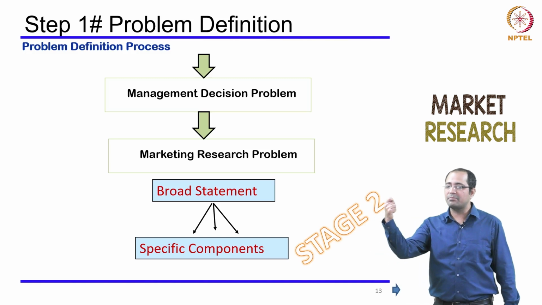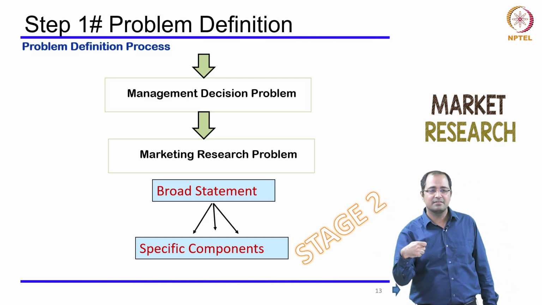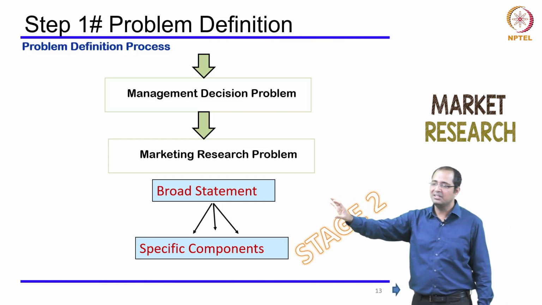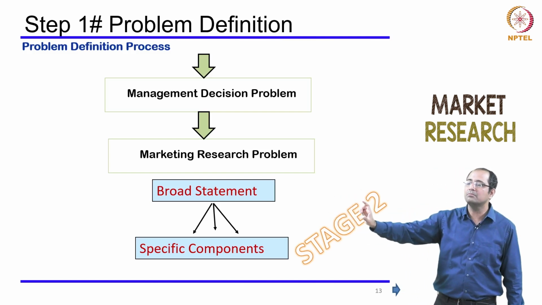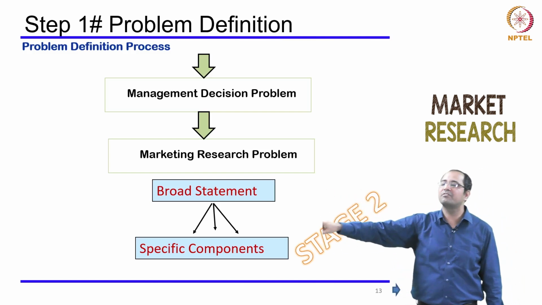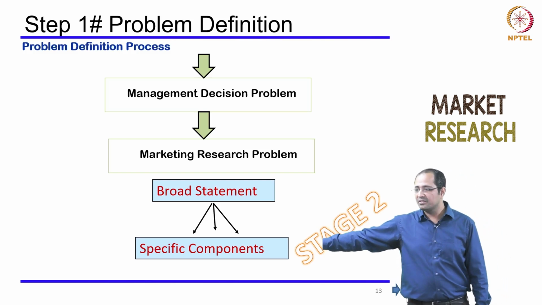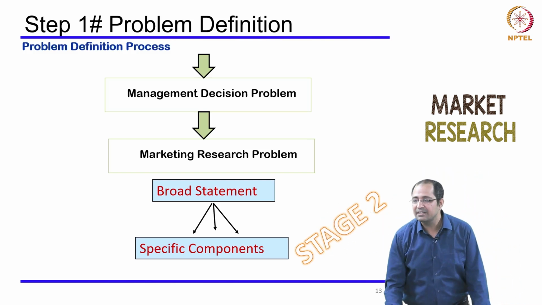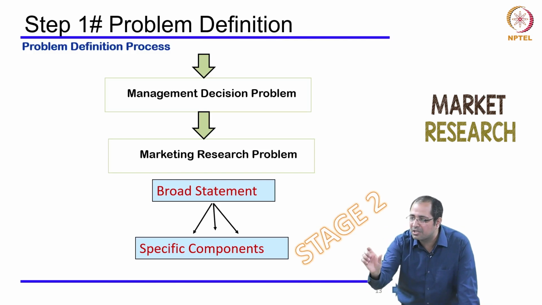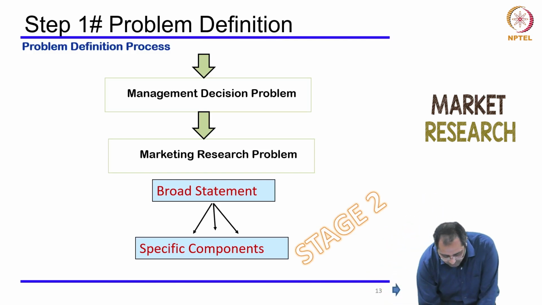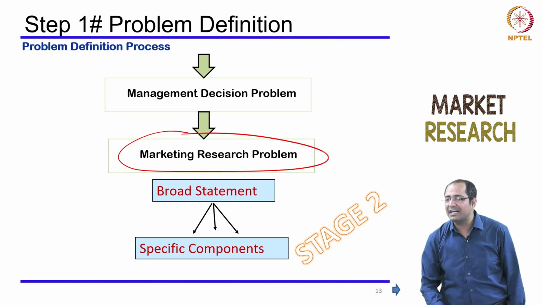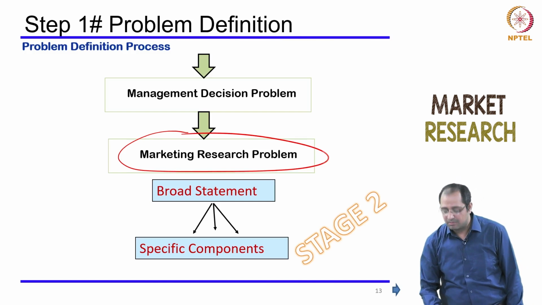Once we know the probable cause, we will define the marketing research problem focused on that probable cause, so that we confirm the cause and solve the problem. Once we converge on the probable cause, we define the marketing research problem in such a way that we confirm and solve the problem.